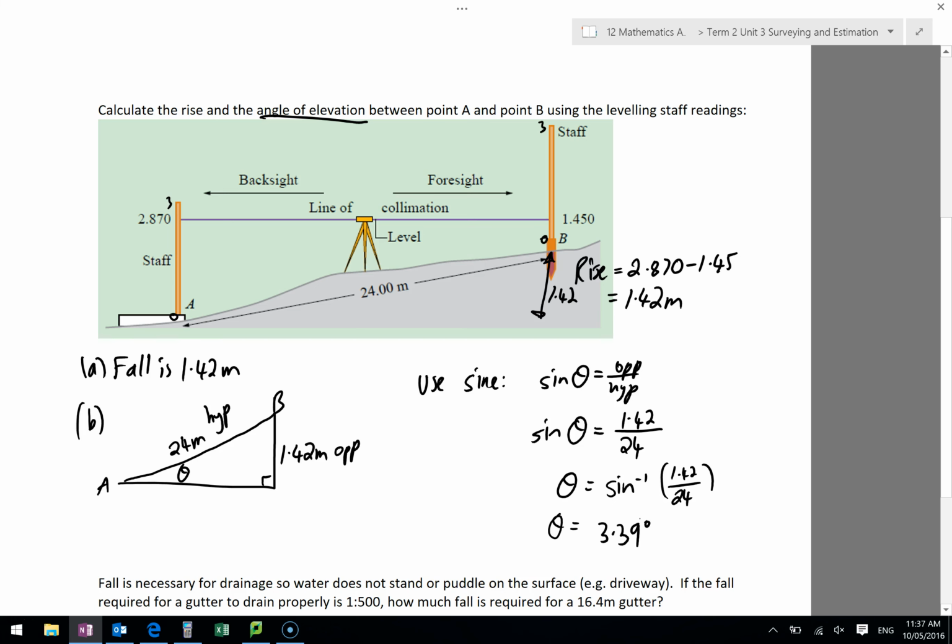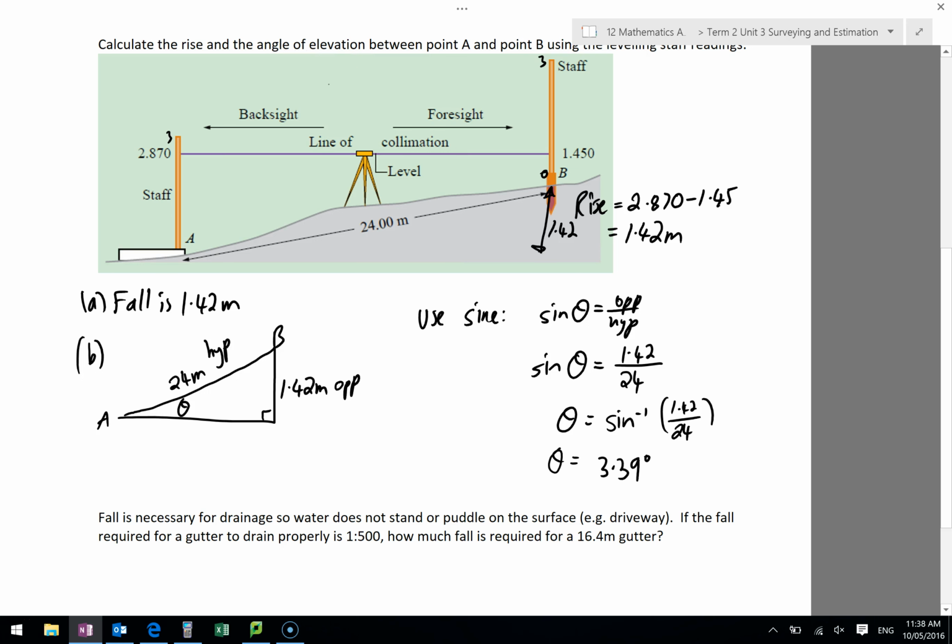Okay, which is saying that to walk up from A to B, we'd have to walk up at an angle on average of 3.39 degrees. Okay, same thing, if I was talking about the angle of depression, it'd be the same, 3.39 degrees. I'd have to walk down to get to A. Okay, so the rise between A and B, we're walking upwards, and I'd write here angle of elevation is 3.39 degrees.